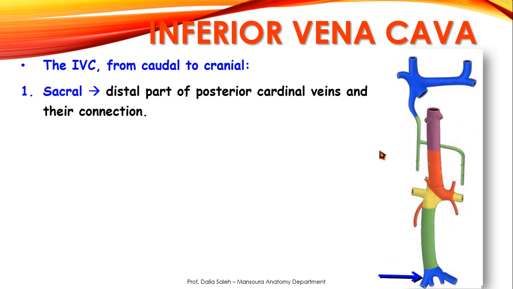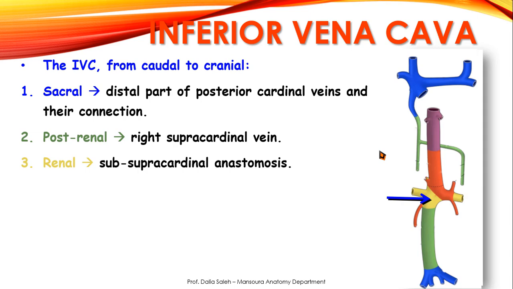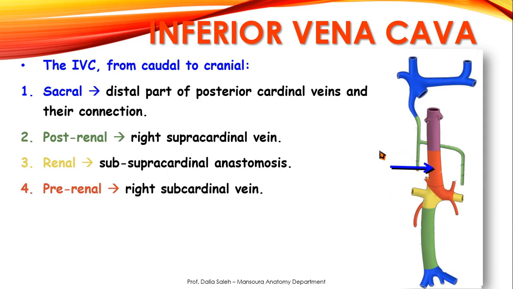The most distal end of the inferior vena cava, we called it the sacrocardinal part. And then we have the postrenal segment. It is made by the right supracardinal vein. And then we have the renal segment made by the supracardinal anastomosis. In this region, you can see the termination of the two left and right renal veins into the inferior vena cava. Then we have the prerenal segment made by the right subcardinal vein.